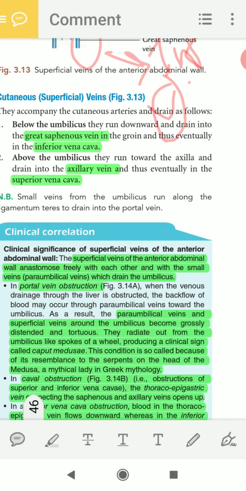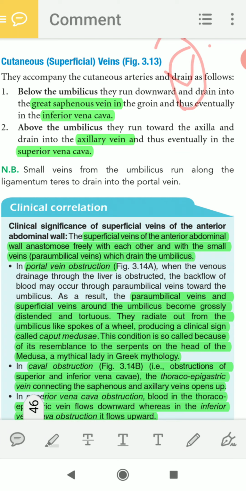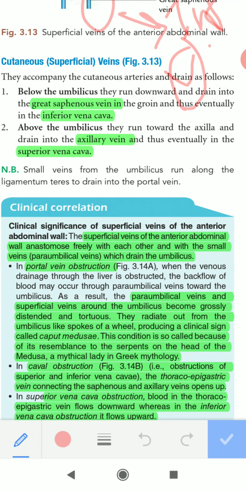Now, the clinical significance of the superficial veins in the anterior abdominal wall: they anastomose freely with each other, as well as with the small para-umbilical veins which drain the umbilicus.